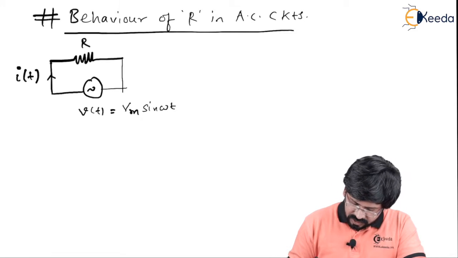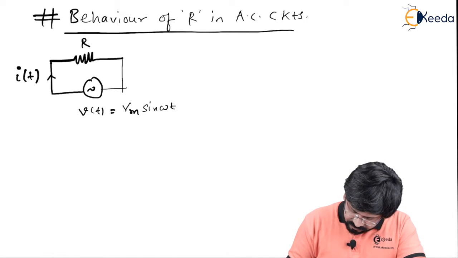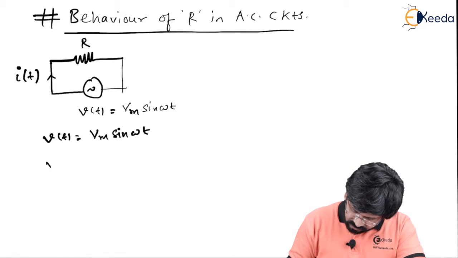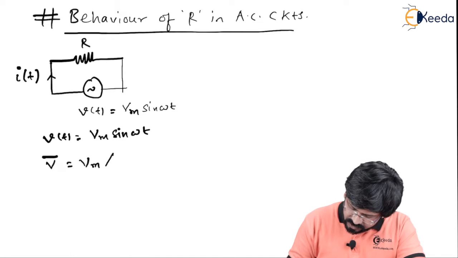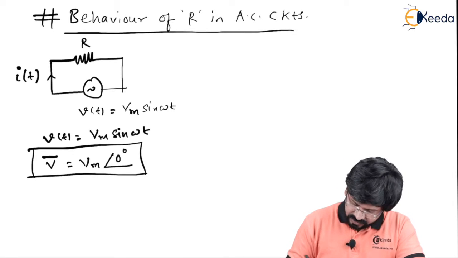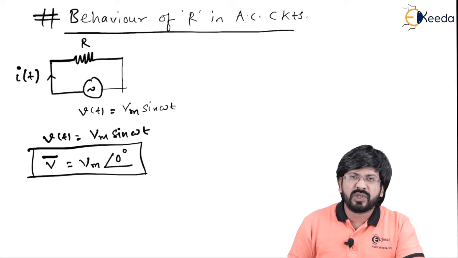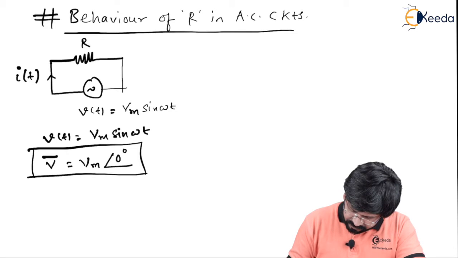Now we will see V of t, which is Vm sine of omega t, can be written in polar form like this: V vector has magnitude Vm at an angle of 0 degree. So this is the V vector. If V of t is known to you as well as R is known to you, it is easy to calculate I of t just by applying Ohm's law.